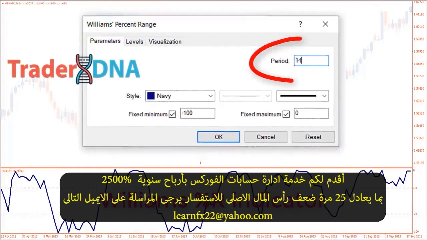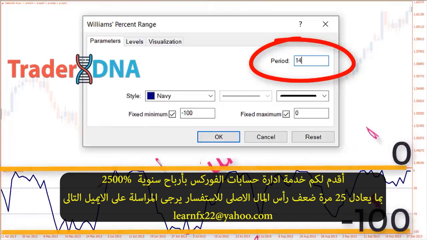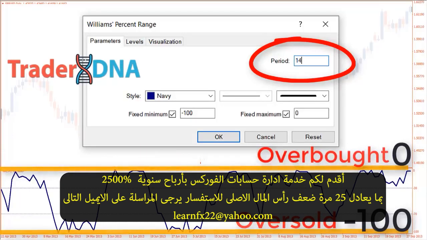The Williams %R runs on a scale from -100 to 0. A reading in the vicinity of -100 is an indication that the instrument is oversold. This means it's a potential buying opportunity. Once it reaches 0, that's an indication of overbought and maybe the time to sell. Now, let's see how you can effectively trade with the Williams %R indicator.